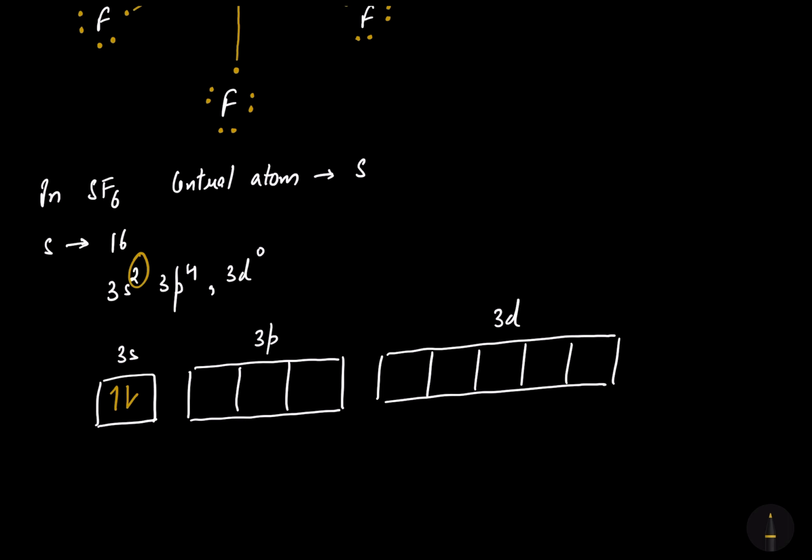Now let's come to the 3p. We have to fill 4 electrons in 3p according to Hund's rule, and Hund's rule states that in case of degenerate orbitals, firstly all the orbitals will get 1 electron each. After that pairing will start. So in 3p we are having 3 degenerate orbitals, so let's fill the 4 electrons over there. That's the first electron, second electron, and the third electron.